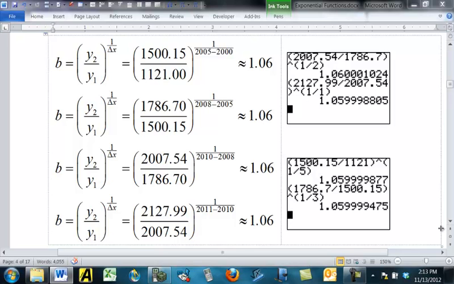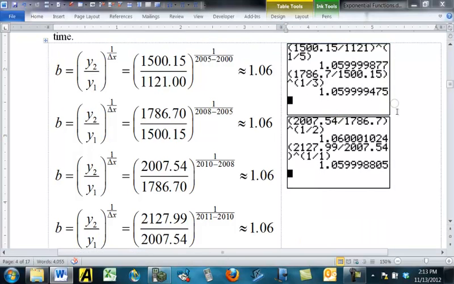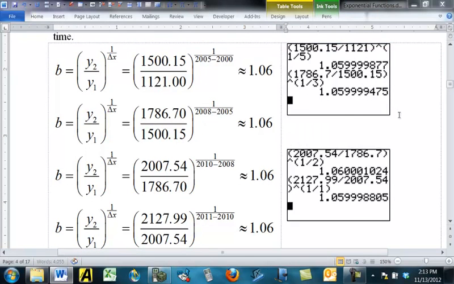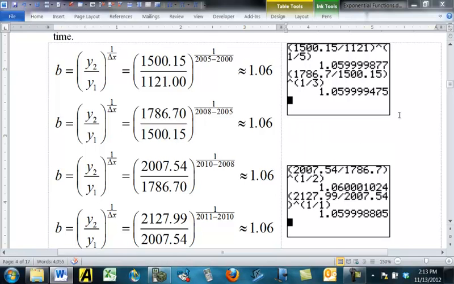Okay, I think I got my things here backwards. Okay, that looks a little bit better.